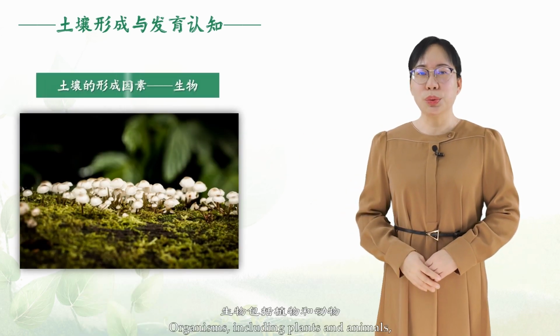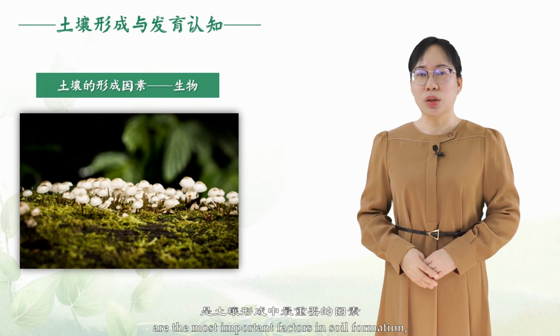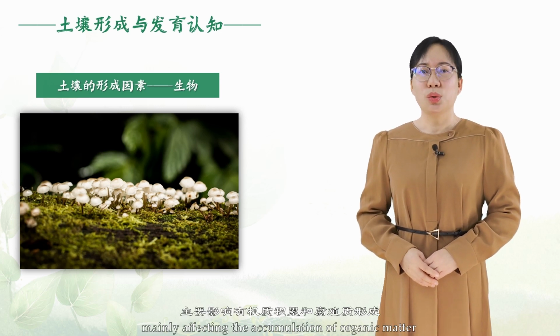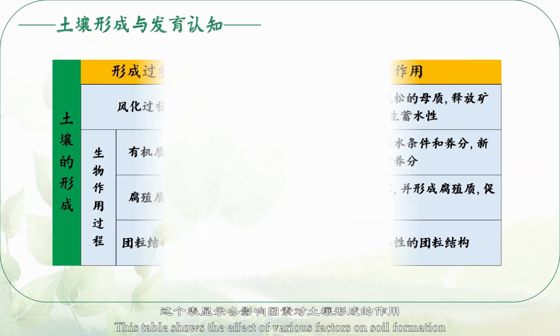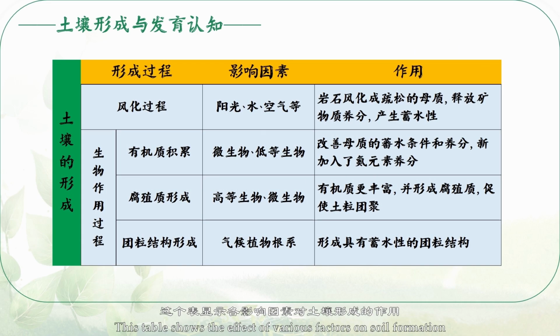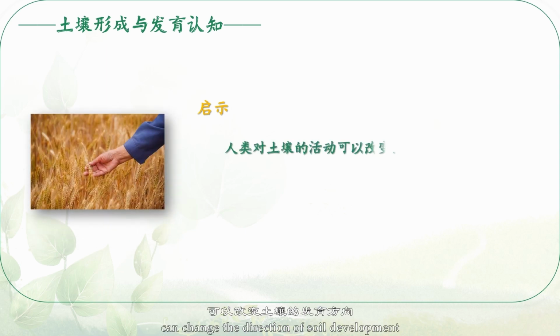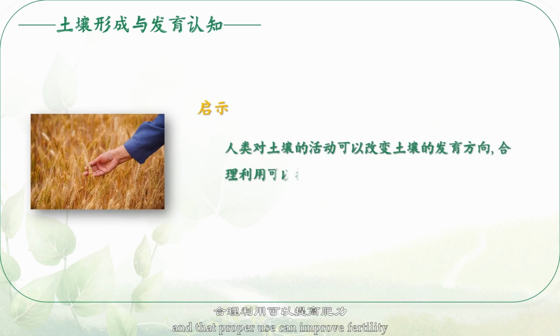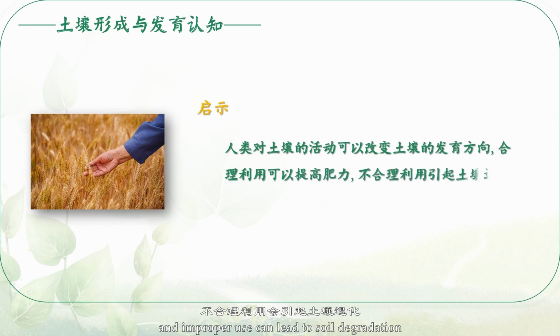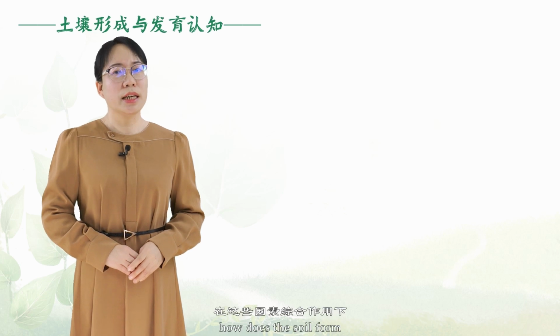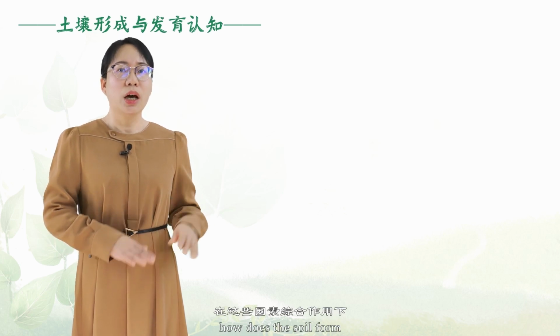Organisms, including plants and animals, are the most important factors in soil formation, mainly affecting the accumulation of organic matter and the formation of humus. This table shows the effect of various factors on soil formation. These factors tell us that human activity in the soil can change the direction of soil development, and that proper use can improve fertility and improper use can lead to soil degradation. So, how does the soil form as a result of these combined factors?